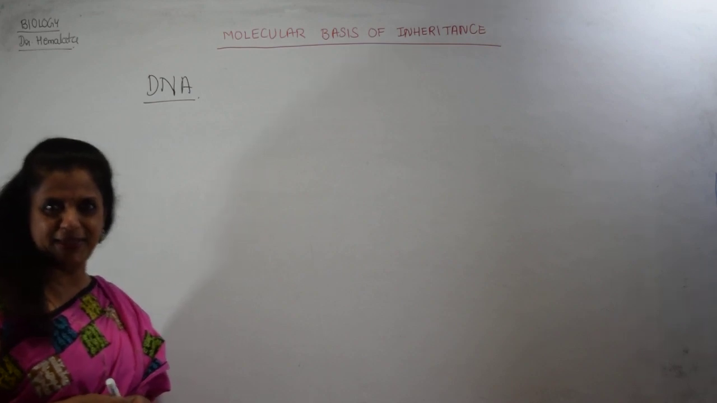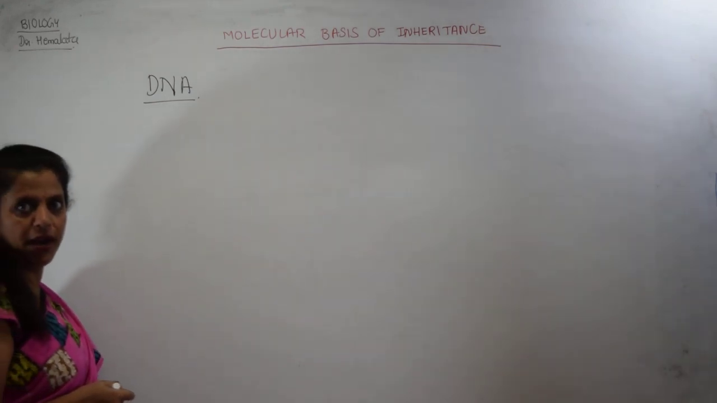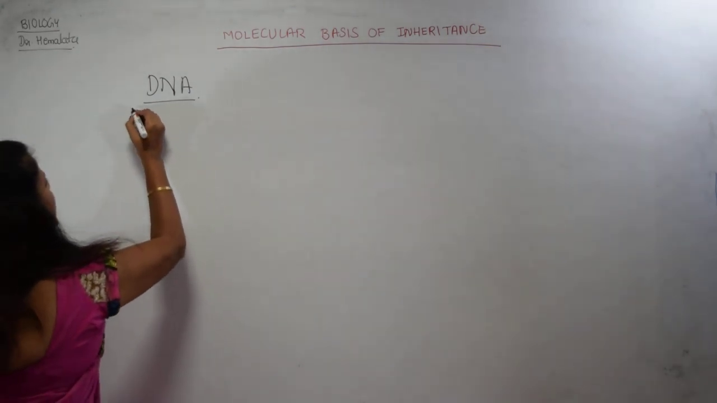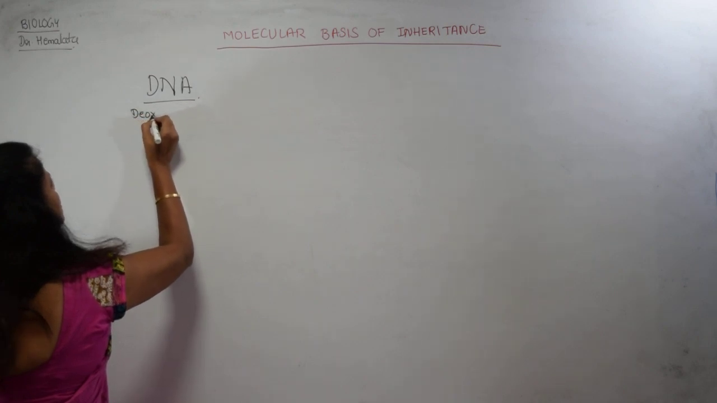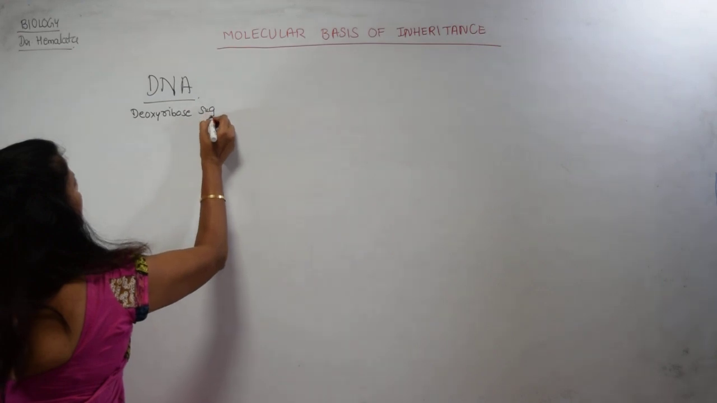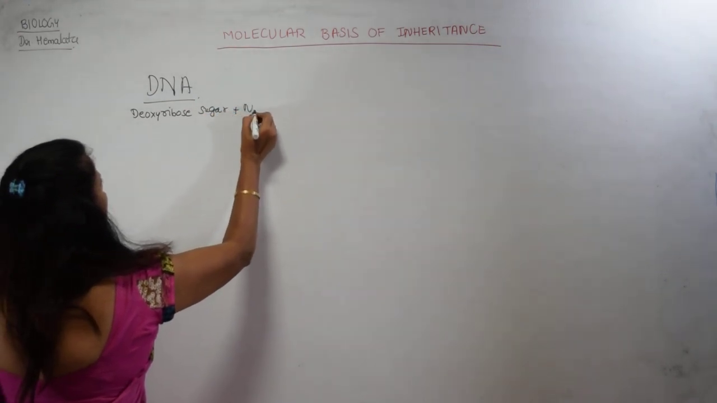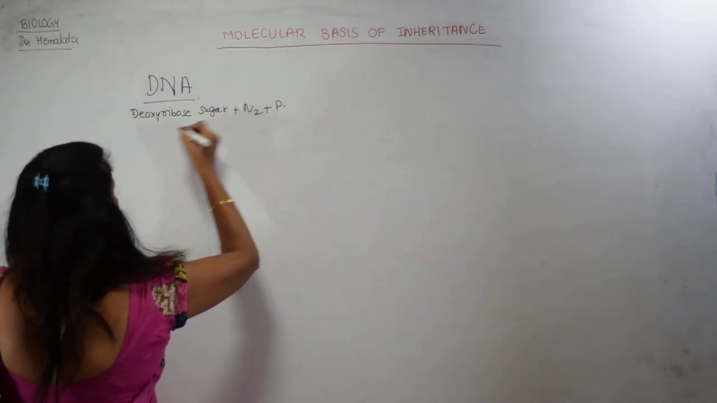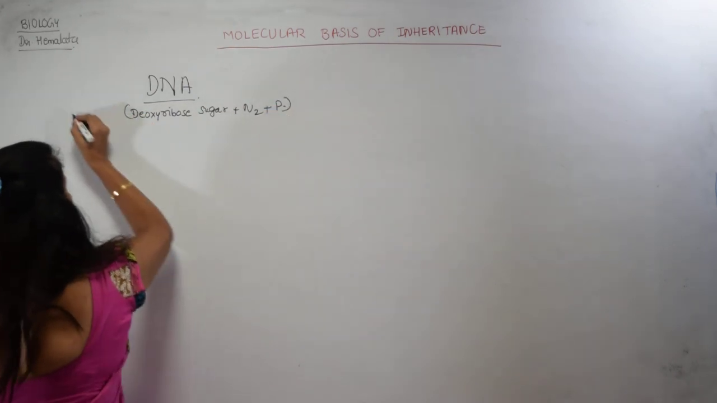Deoxyribonucleic acid. This I told you is double stranded, right? What all does it contain? It contains a deoxyribose sugar plus a nitrogen base plus a phosphate group. That makes one nucleotide.